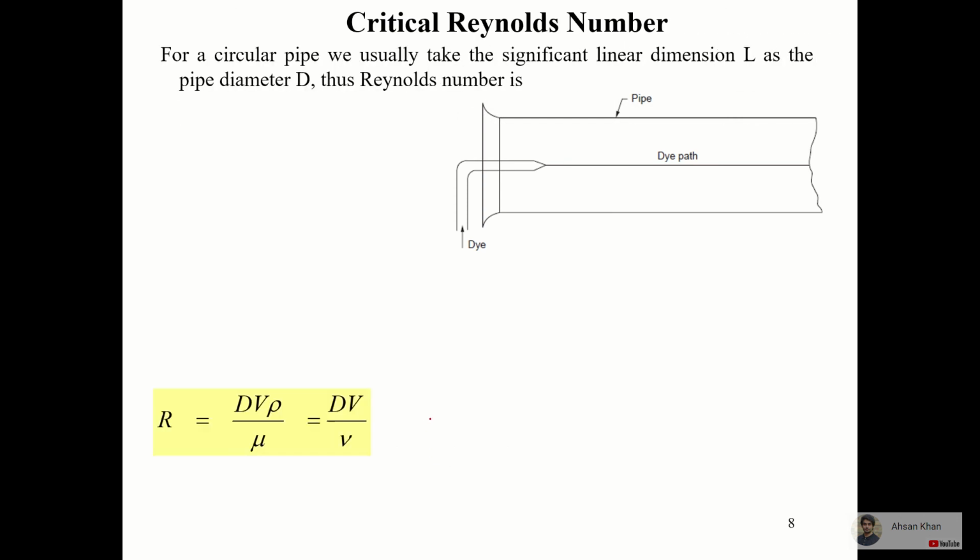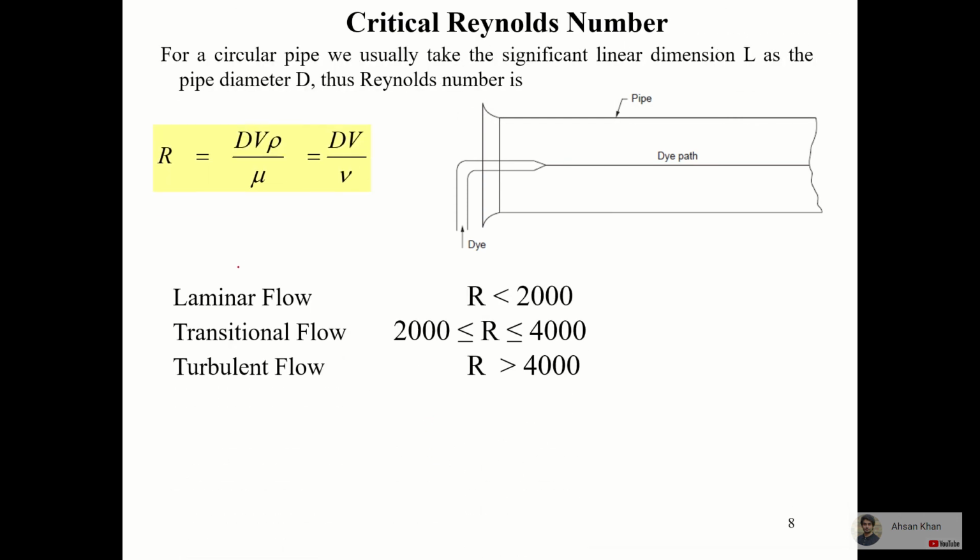So here we go. How would you know if this is laminar, turbulent, transition? If the value of R is less than 2000, you are good to say that it is laminar flow. If it's between 2000 and 4000, it's transition. And if it is greater than 4000, you can easily say that it is turbulent flow, right?